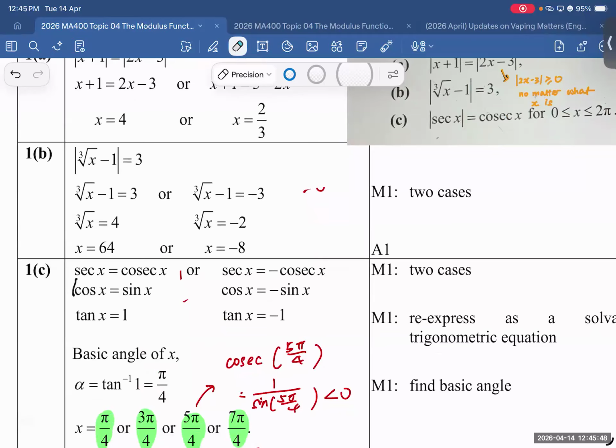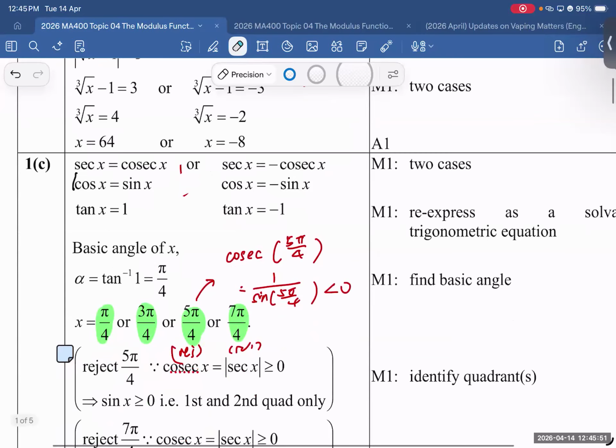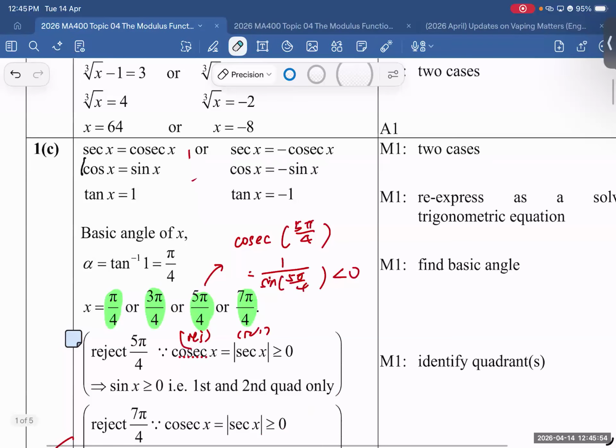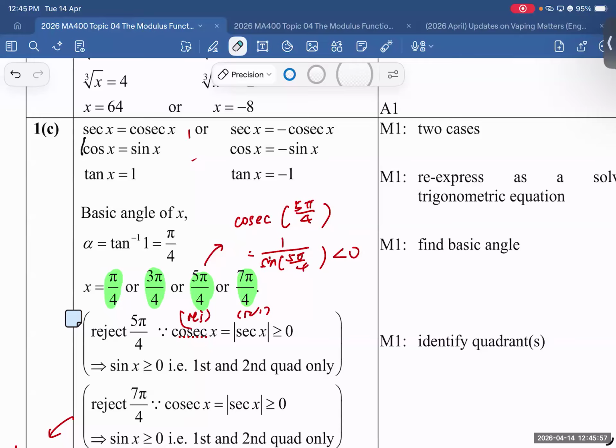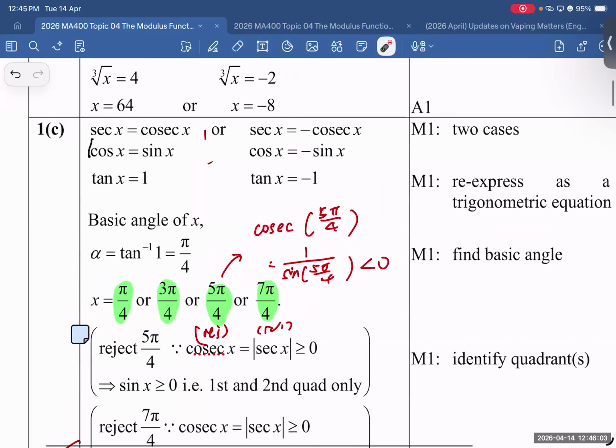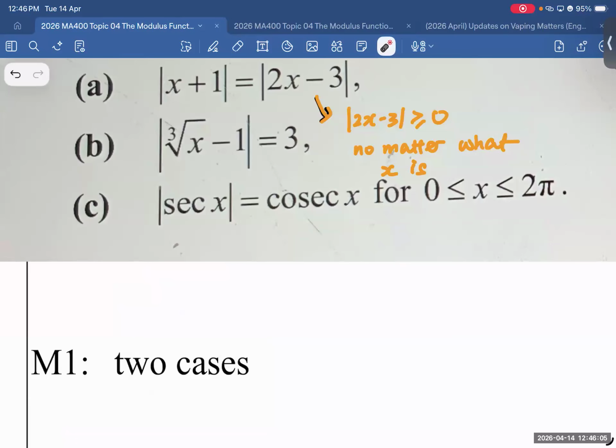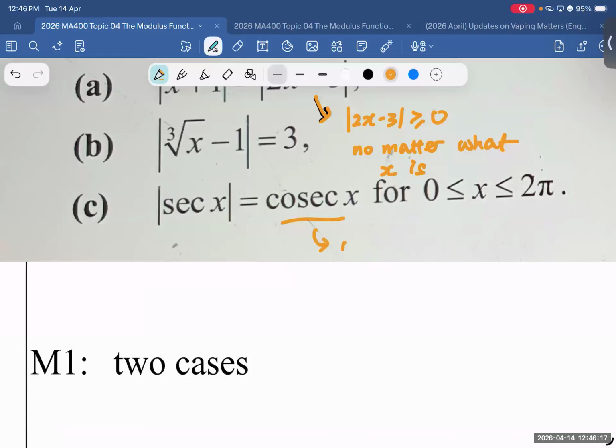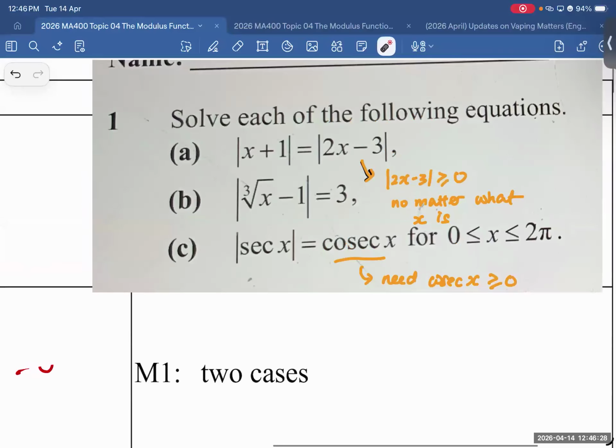Okay, I go to 1C. So if you look at 1C, now there's a difference. The cosecant has no protection. There's no modulus sign. That means this cosecant has to be more than or equal to 0. So this tells me that you will need cosecant x to be more than or equal to 0, because there's no modulus sign around it. So there's a difference between this and part A.